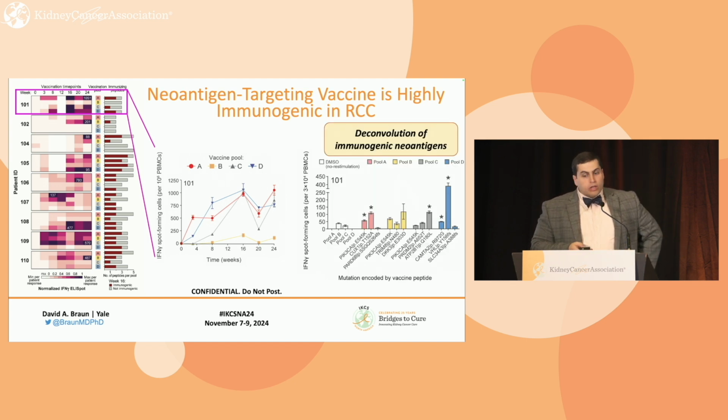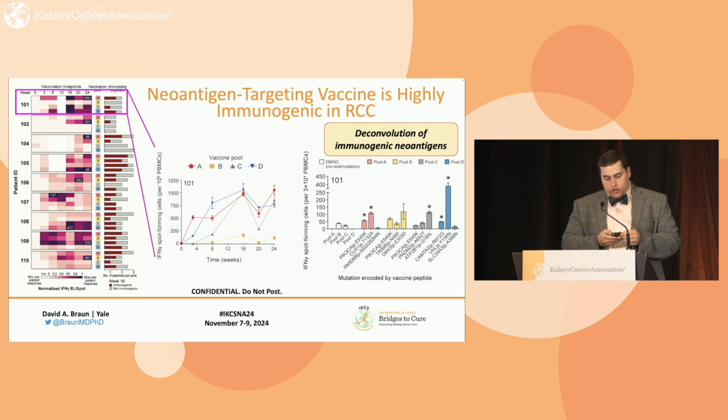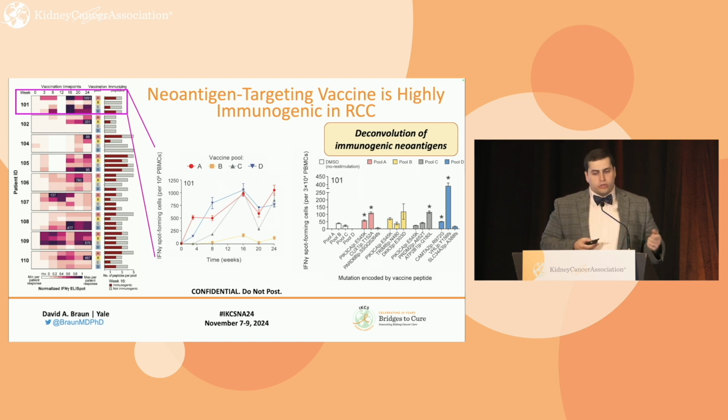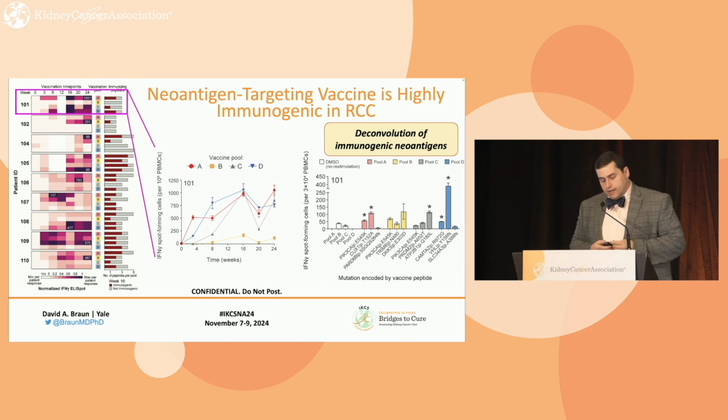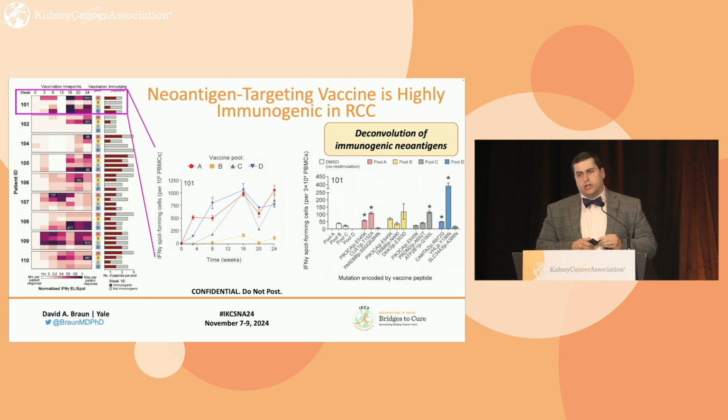And we can see that even within a vaccine pool, there's tremendous diversity. There are some pools which aren't responsive at all. For instance, pool B in this case is not eliciting a strong response. But even within a pool that elicits a strong response, it's highly variable. So in pool D, a mutant VHL neoantigen elicited a very strong immune response, whereas not all the peptides in that pool did. So I think our first question was, is this effective in generating an immune response? And in all 9 patients, yes, it was able to generate an immune response.